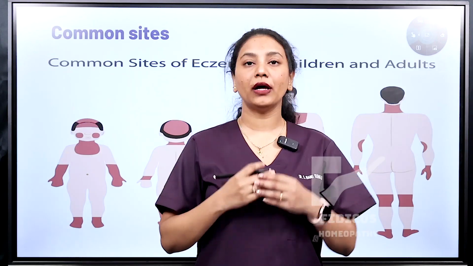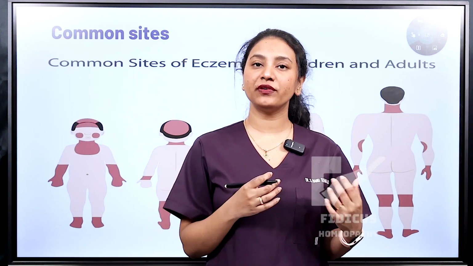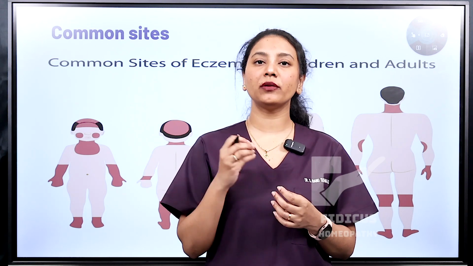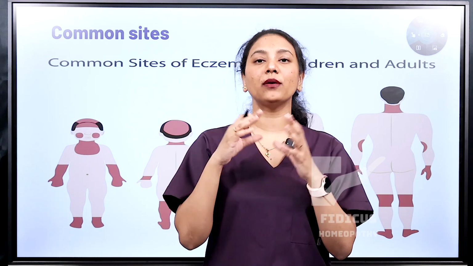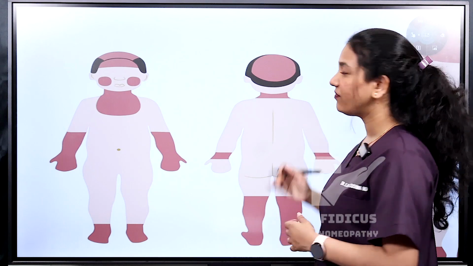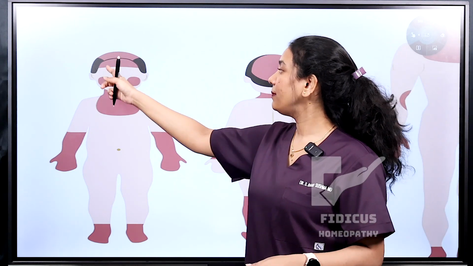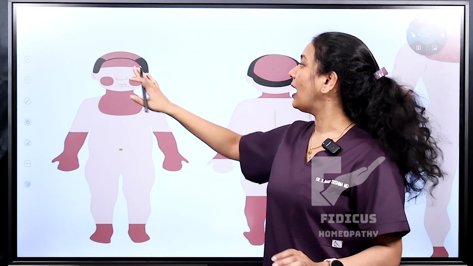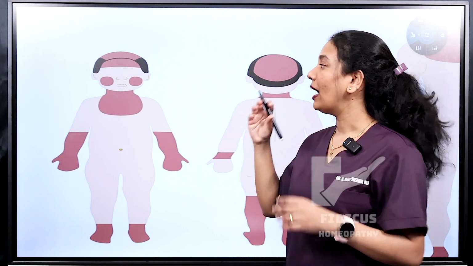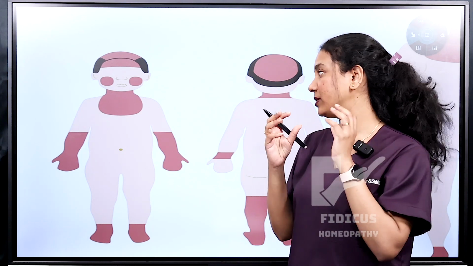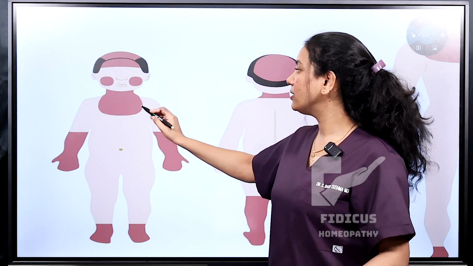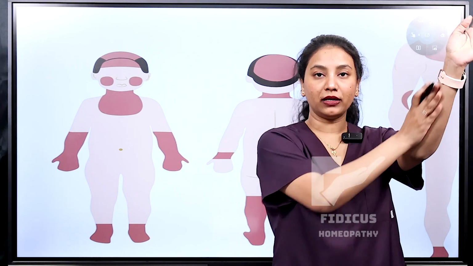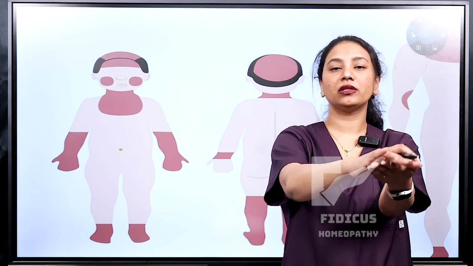Now let's know what are the common sites for infants and for adults for eczema to occur. Remember, while we are telling common sites, it does not mean that it should occur only here, but these are the more susceptible areas. If you are taking infants, you can see that the scalp area and the forehead area, the mid part of the scalp or the vertex part, and also the forehead is more susceptible, and also the cheeks are very susceptible. And not only that, the neck part and the collarbone part is very susceptible for the infants.